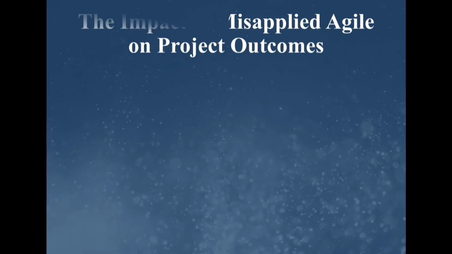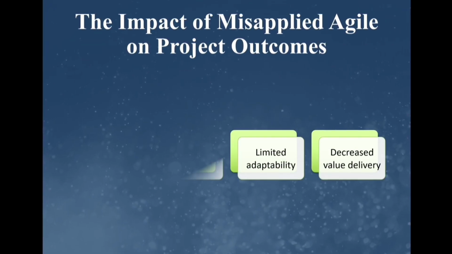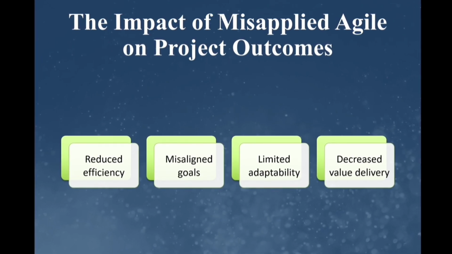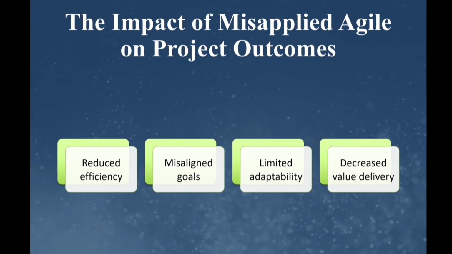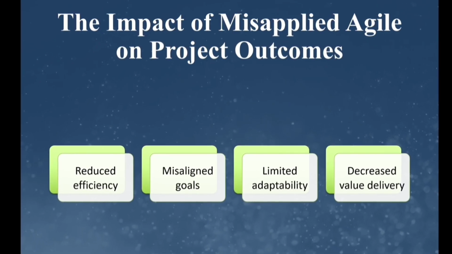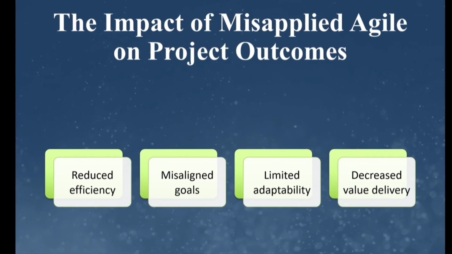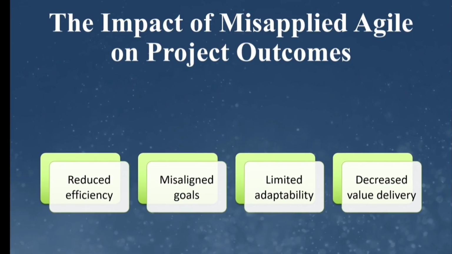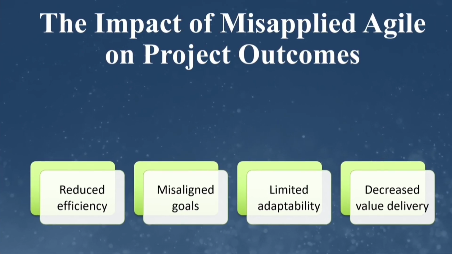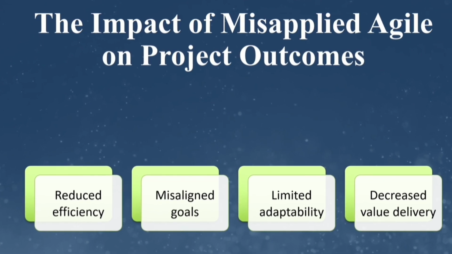Now, let us see the impact of misapplied Agile on project outcomes. When Agile is misapplied, it directly affects project outcomes. Teams may become less efficient and goals may become unclear or misaligned. There may also be confusion between stakeholders and developers. As a result, the overall value delivered by the project is reduced.